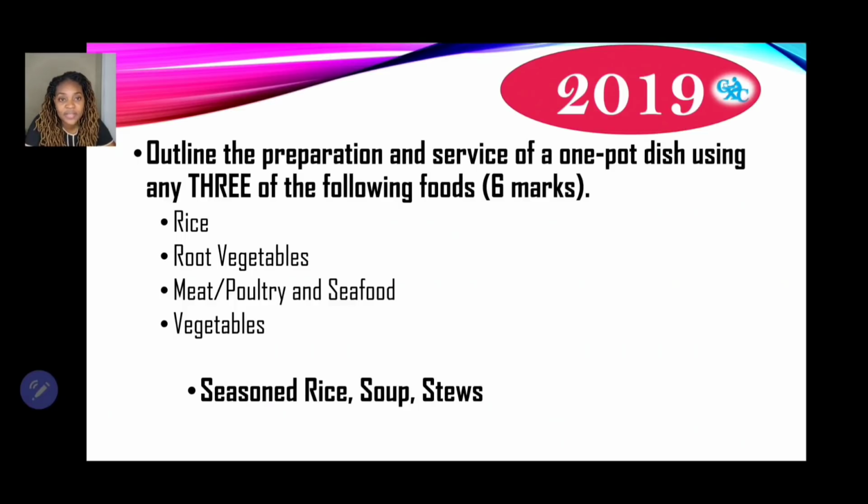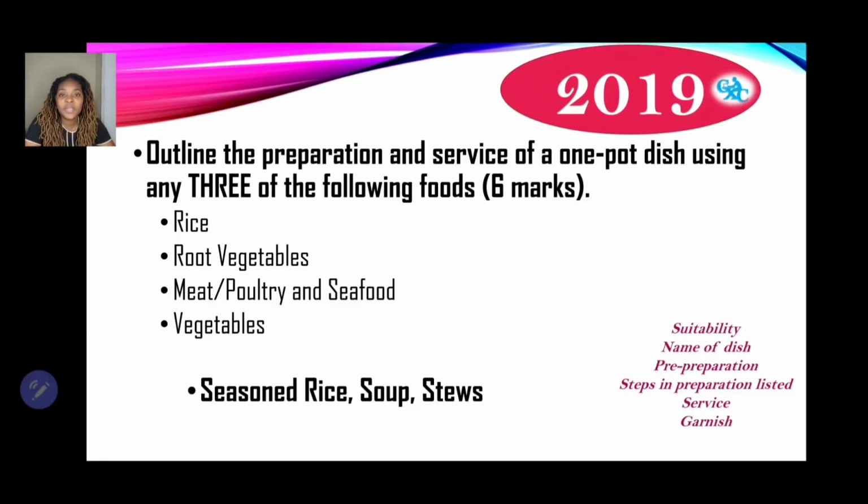Now the question reads, outline the preparation and service of a one-pot dish using any 3 of the following foods. And this question is worth what? 6 marks. Good. So there is rice, root vegetables, meat, poultry and seafood, and also vegetables. Now when we speak of root vegetables, we're speaking of those that what? Grow on the ground. So we may think of starchy vegetables too, such as yam and potatoes, or we may even think of carrots, beetroot, etc.